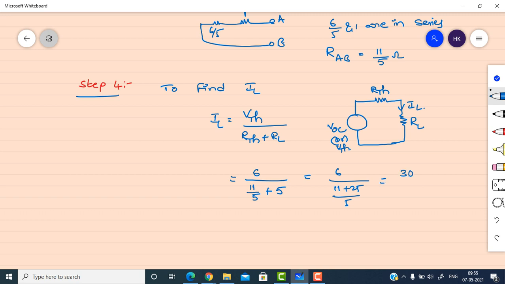So it is 30 by 36, right? It's 0.8 amperes. So the current passing through the 5 ohm resistor is 0.8 amperes.